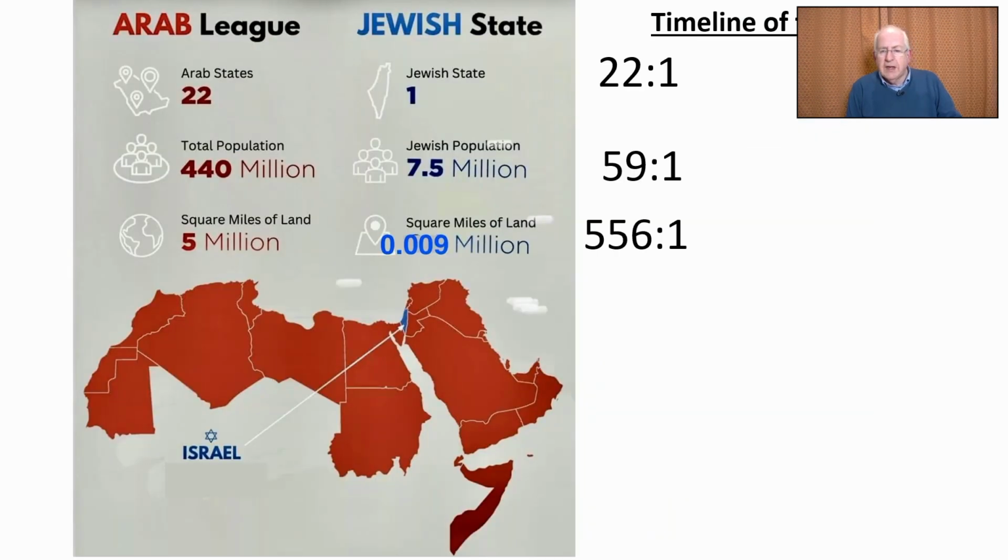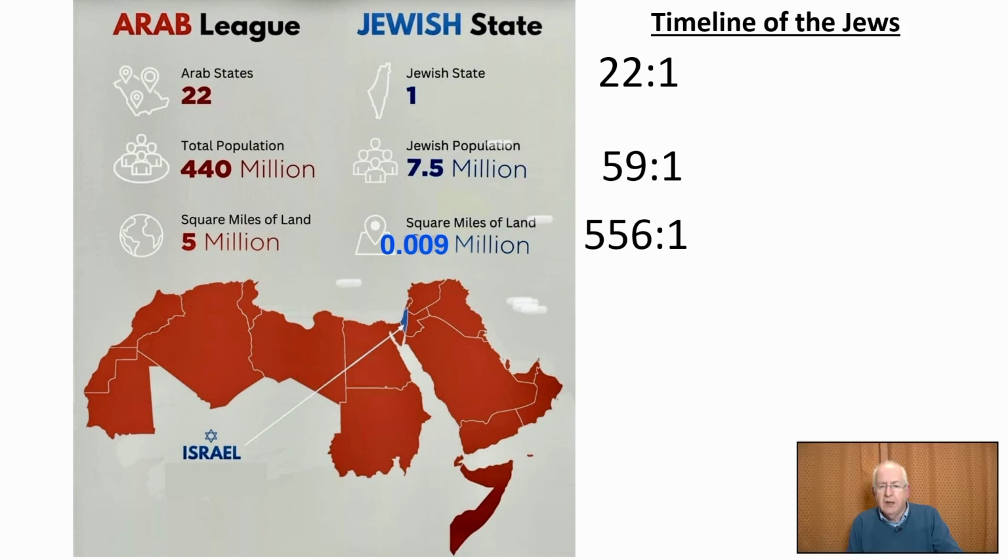So it brings us more or less up to today, and here we have the picture, which I found on the news. Today we have 22 Arab states and we have one Jewish state. We have a total population of Arabs of 440 million, and there are 7.5 million Jewish people living in the land of Israel. There are about 5 million square miles of land available for Arabs to live in, and as you can see, there is 0.009 million square miles of land for Jewish people to live in.